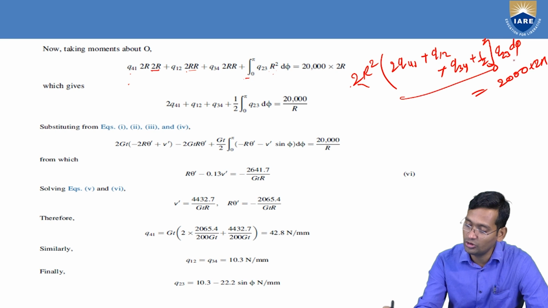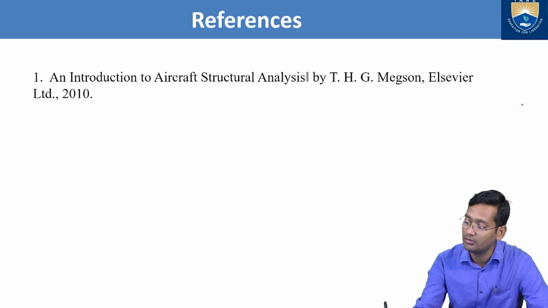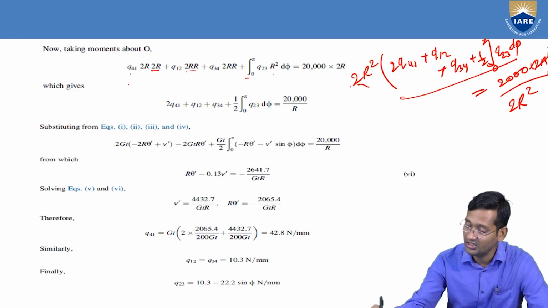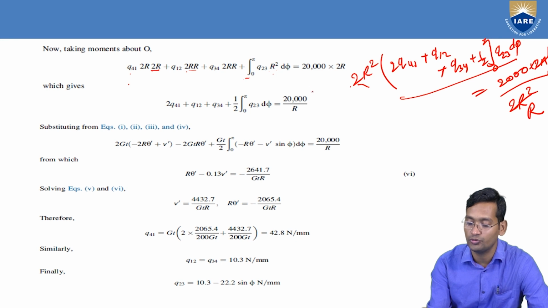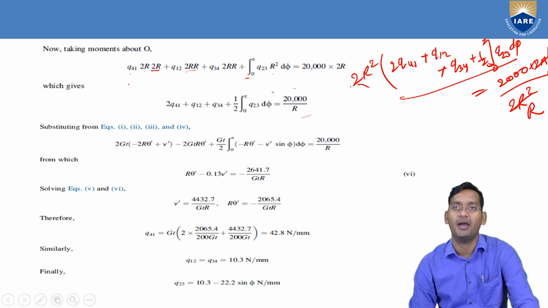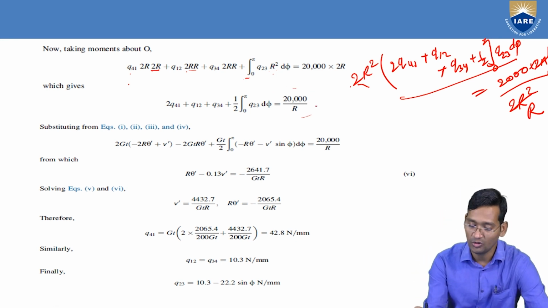So just this whole thing, and here this will be 2R square. So this 2R and 2R cancel. What is left? R. So that is here next. Q23, that is 20,000 by R. Okay. So now this one.